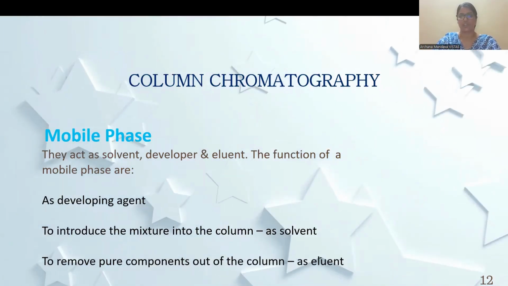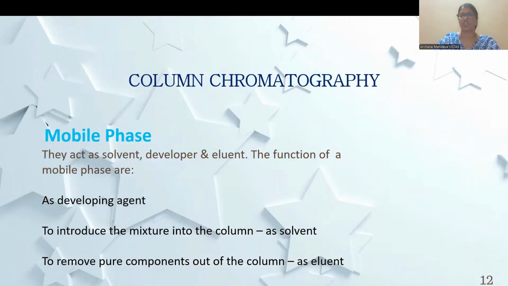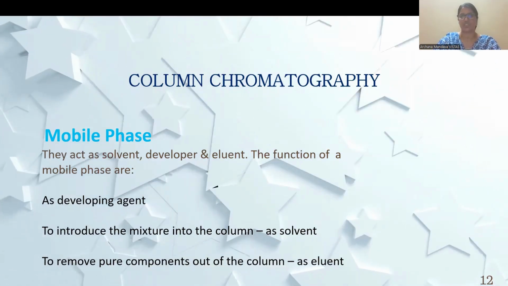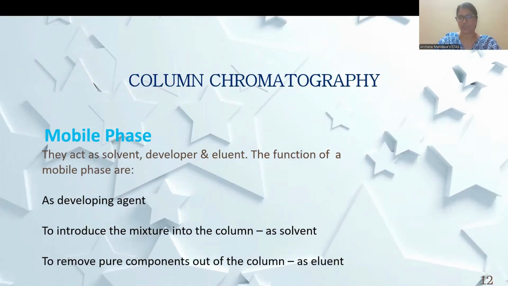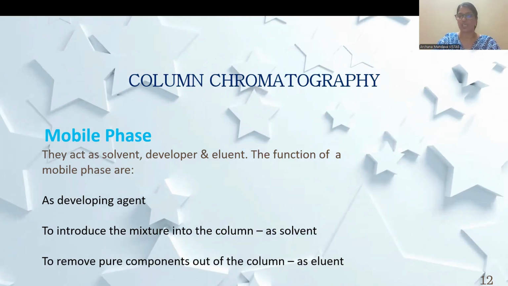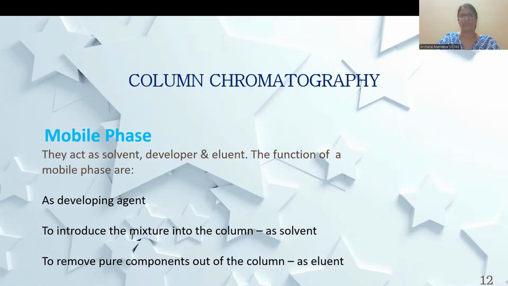Now coming to the mobile phase, this is a solvent or developer. You can call it by different names. What is its function? It acts as a developing agent and helps us introduce the sample into the column, and it also removes the pure components, that is, the eluents, from the column.